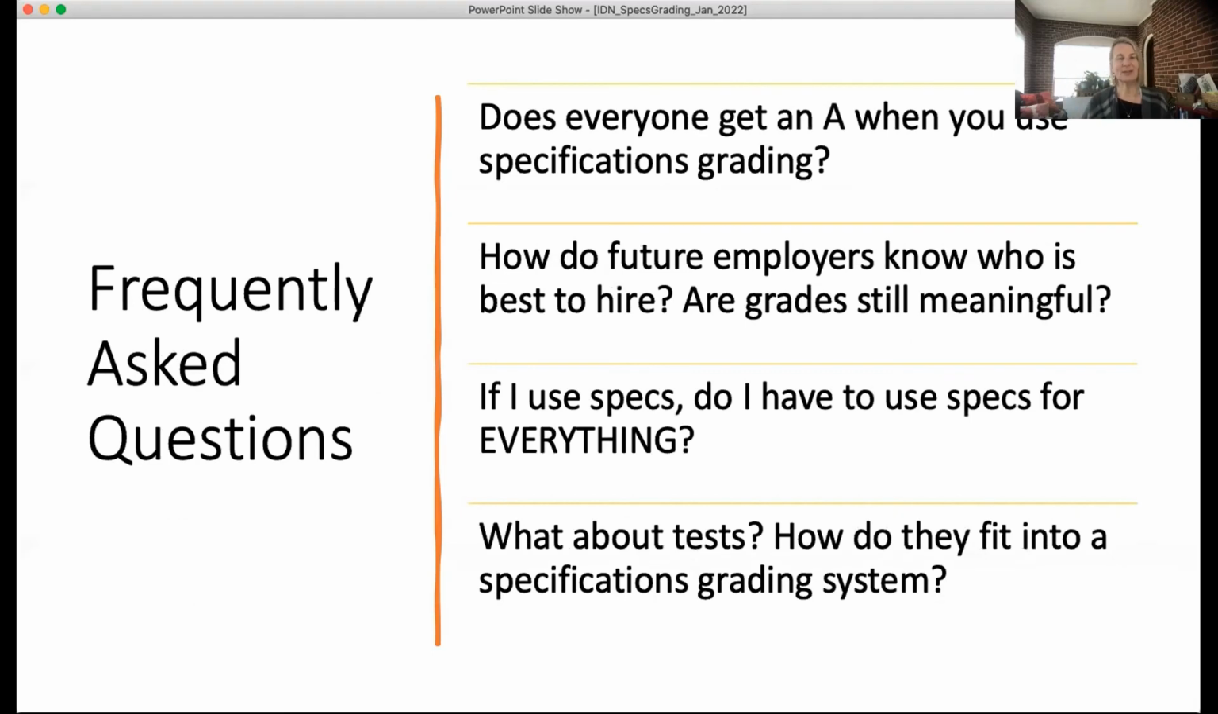And this brings me to my last bit, my resting point. These are frequently asked questions I get, and these were some questions that came up from all of you as well, and I can open to more questions you have here. You know, does everybody get an A? No, they don't. You know, I wondered that too.